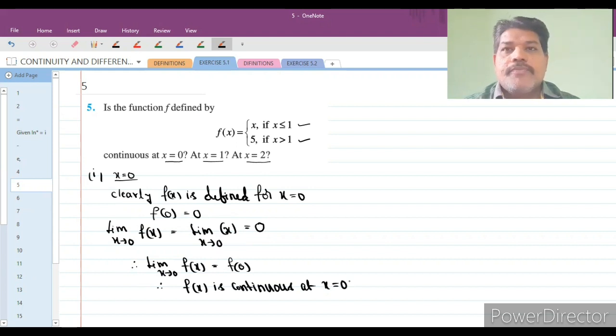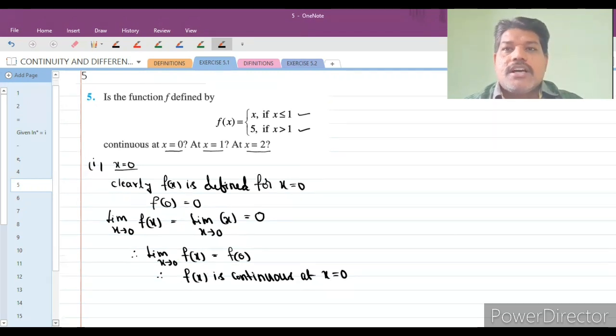All are understood, students? At x is equal to 0, the function is defined. F of 0 value will become 0 only. So limit as x tends to 0, f of x, where x value is less than 1, f of x value will become x only. If we apply the limit, it will become 0. Limit as x tends to 0, f of x is equal to f of 0, so f of x is continuous at x is equal to 0. All are understood that?